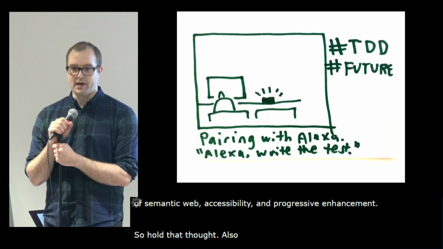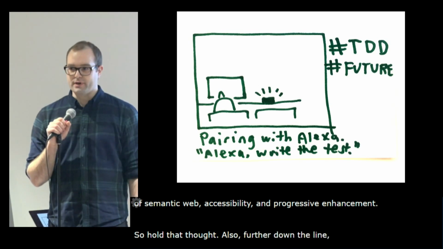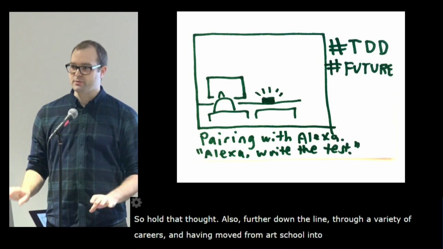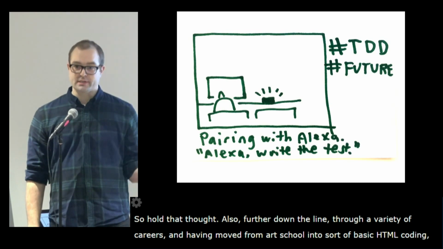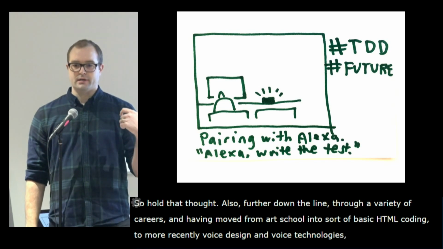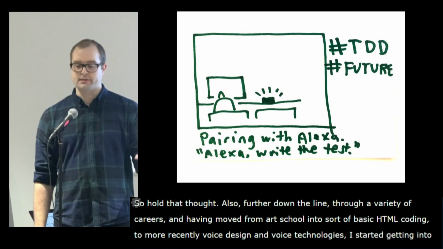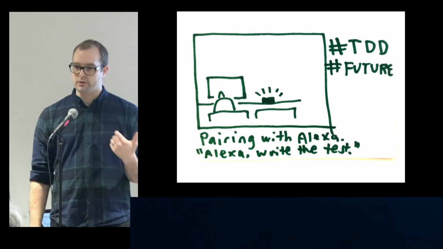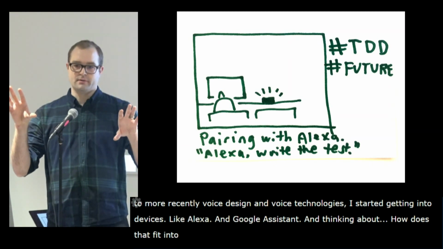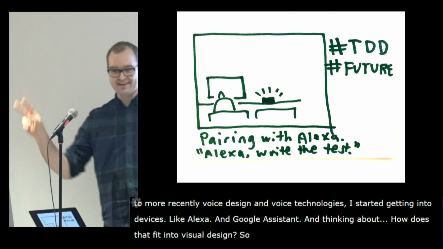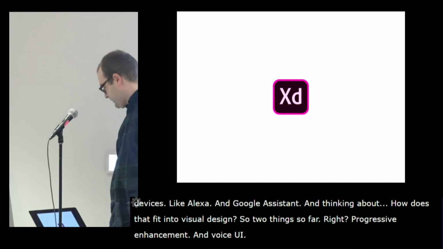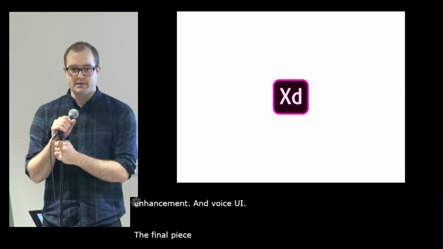Also, further down the line, through a variety of careers, and having moved from art school into sort of basic HTML coding to more recently voice design and voice technologies, I started getting into devices like Alexa and Google Assistant and thinking about how does that fit into visual design? So two things so far, right? Progressive enhancement and voice UI. The final piece is where I've come now.